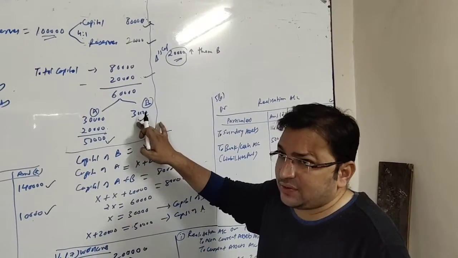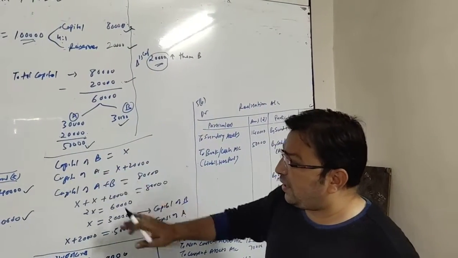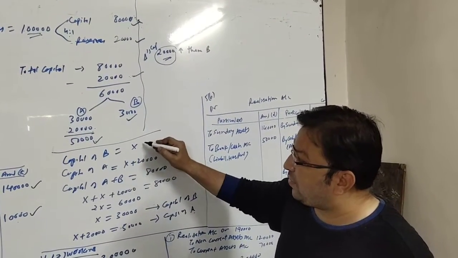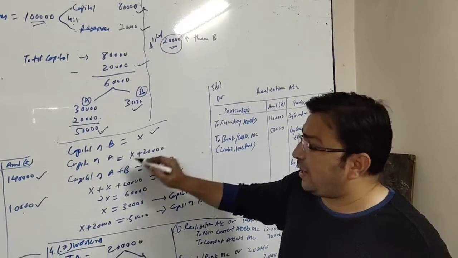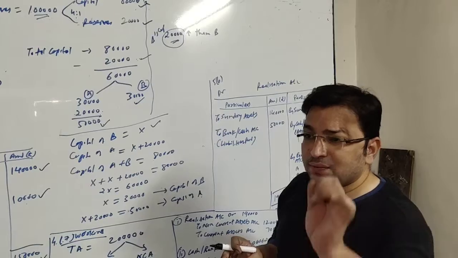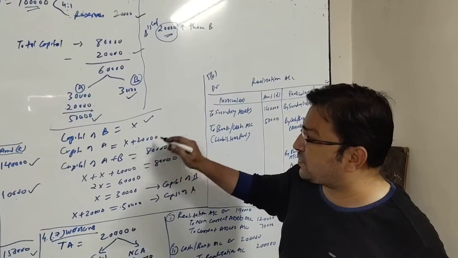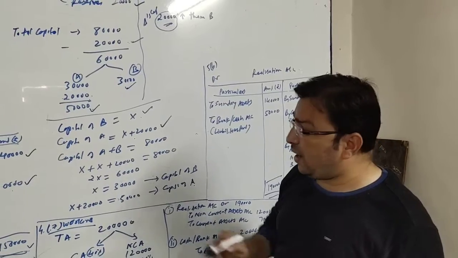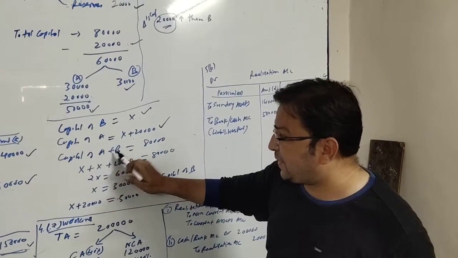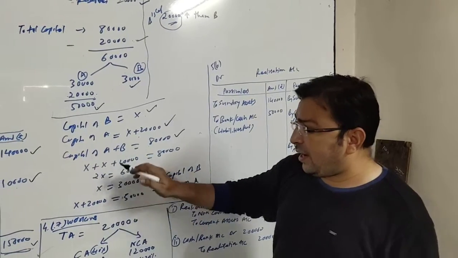50,000 and 30,000, total 80,000. Or else, if you don't want to go this way, you can assume the capital of B is X, then the capital of A. It is given that the capital of A is more by 20,000 rupees, so the capital of A will be X plus 20,000. Now the capital of both A plus B is 80,000 total capital, right?